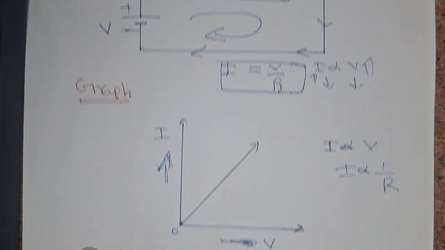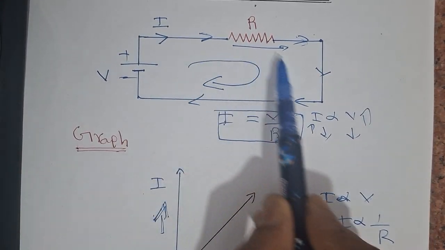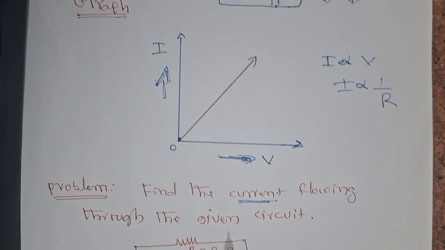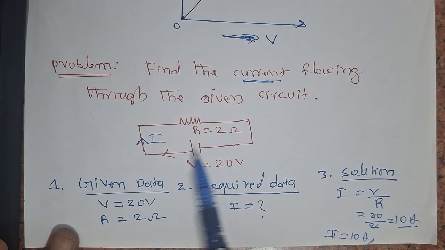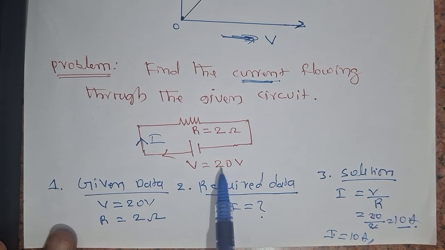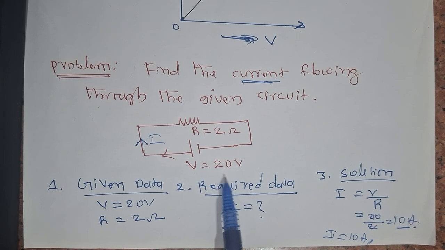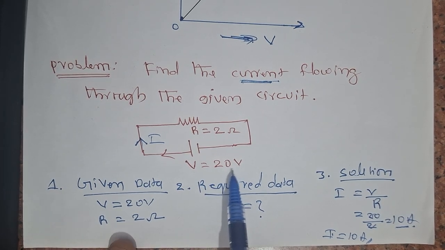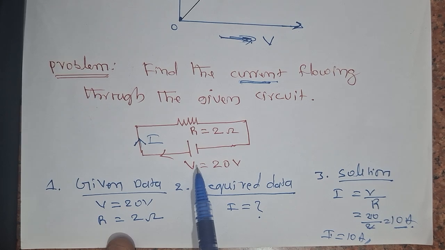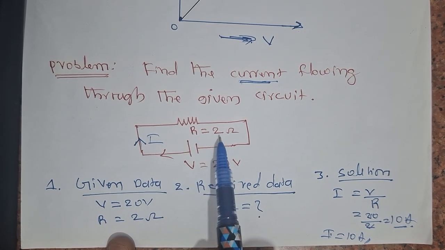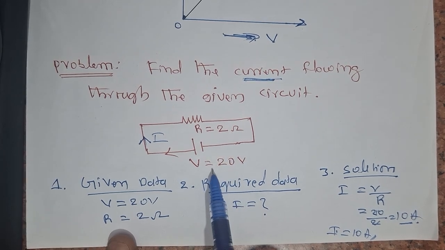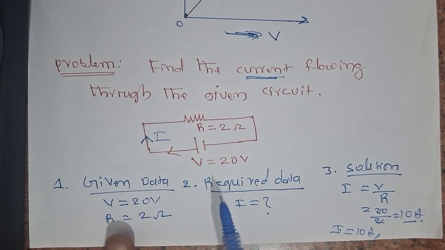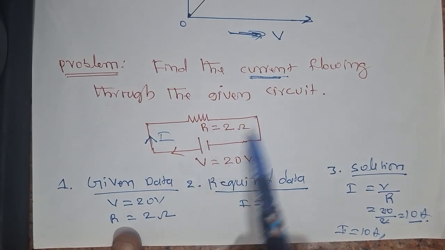In this circuit, we have already seen this circuit diagram. A similar circuit is given here, and you are supposed to find the current. So this is the circuit. V is equal to 20 volts, nothing but a 20 volt input is given, as I explained above. And R is equal to how much? 2 ohms. This is the symbol. So V is given, R is given. What do you have to find? Current. This is the question.